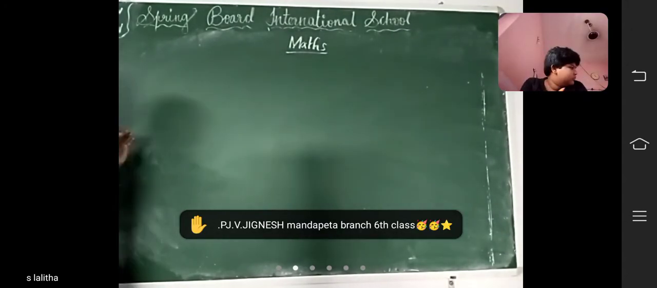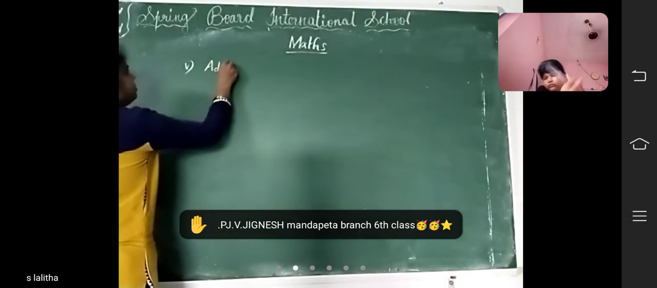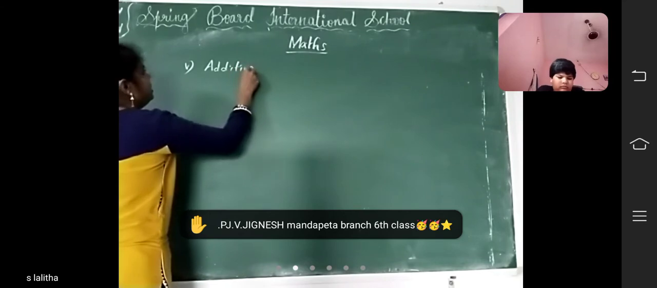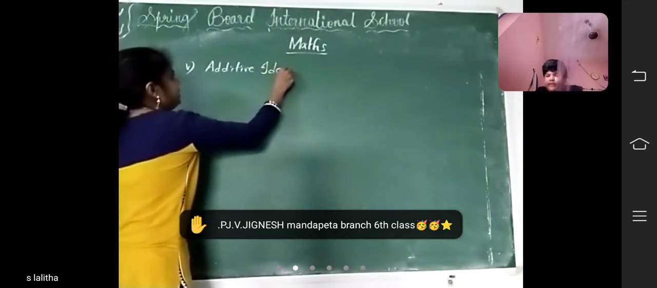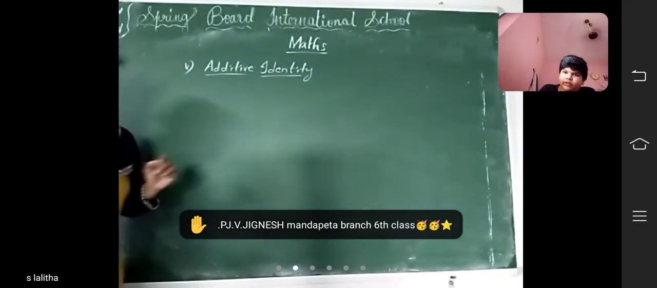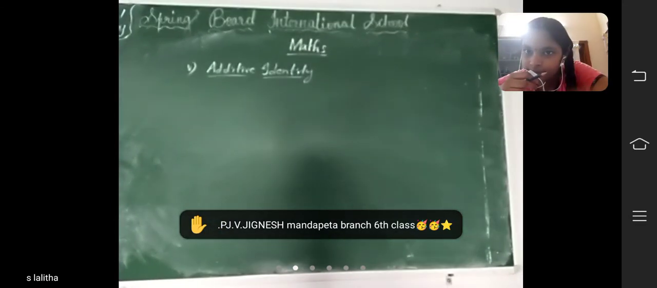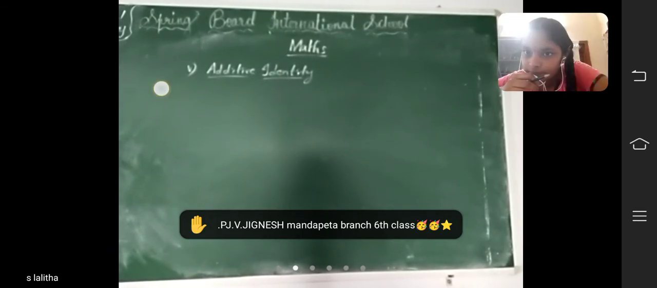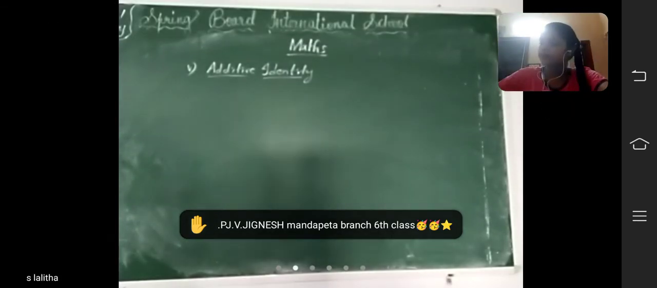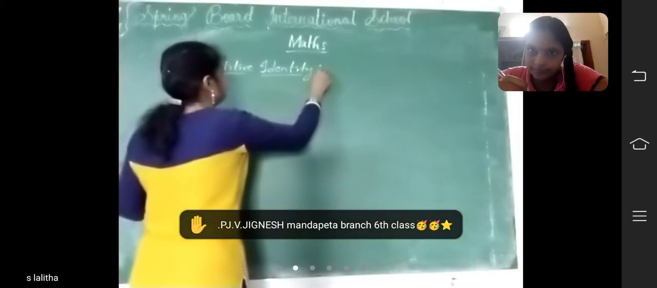Okay. Next property is additive identity. What is the next property? Additive identity. What is called additive identity, children?